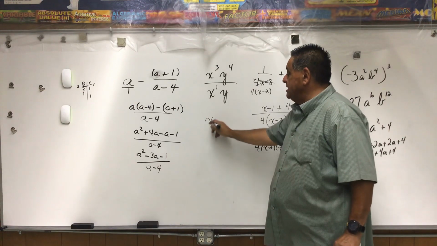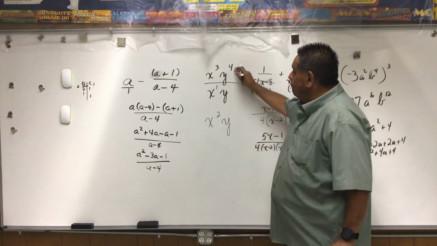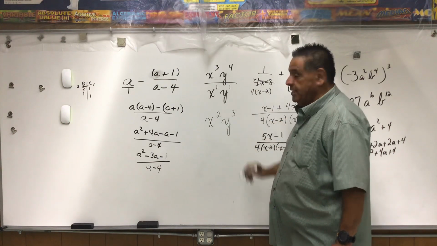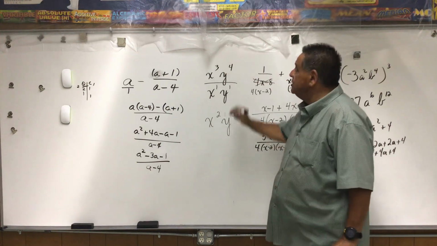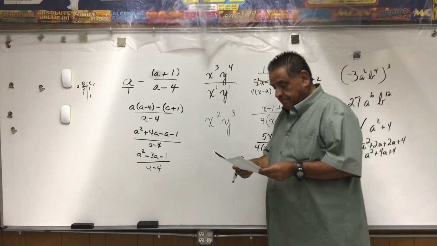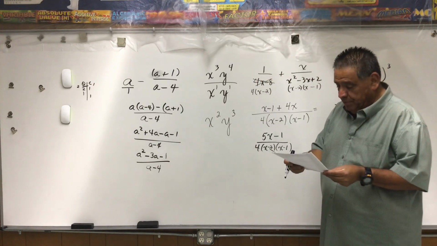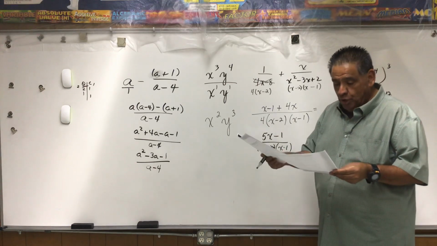My base variables are x and y. 3 minus 1 is 2. 4 minus 1 is 3. So be careful with that. Even though it says divide, we're not dividing the exponents, we're subtracting the exponents when we simplify them. All right, that kind of gives you an example of everything we've had that you're going to have for homework.